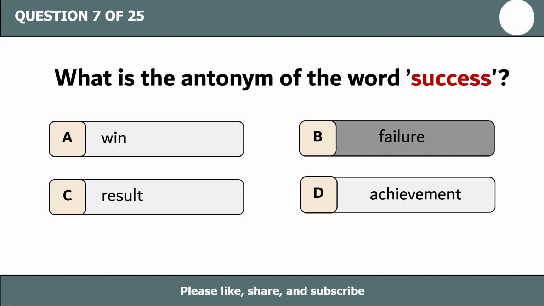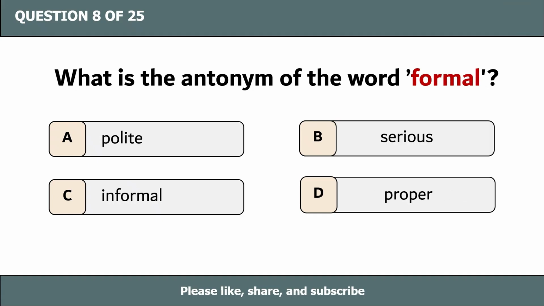The correct option is B. Failure. Question 8. What is the antonym of the word formal? The correct option is C. Informal. Question 9. What is the antonym of the word logical?